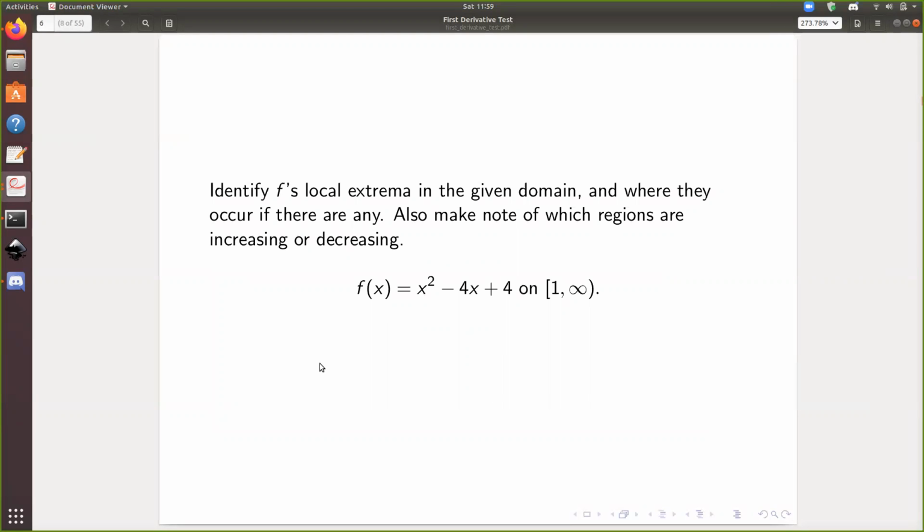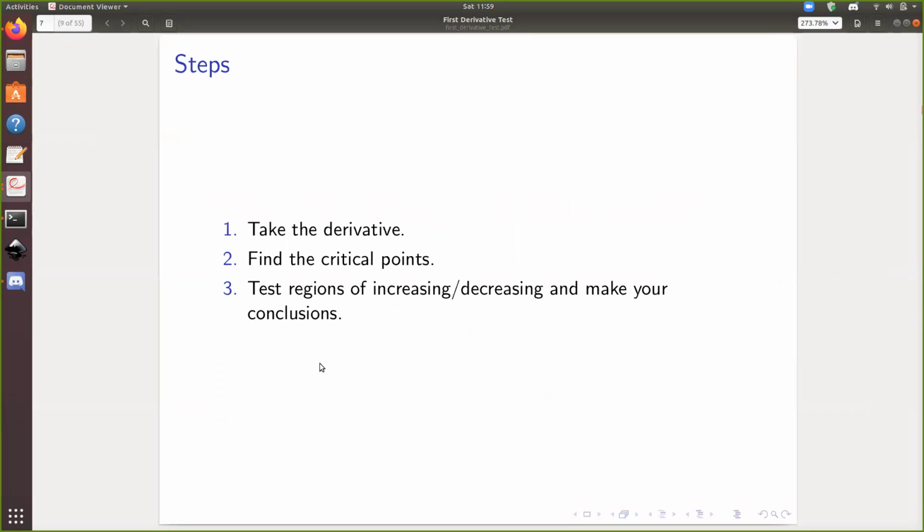So let's do a real example. Same question, only this time we have the polynomial x squared minus 4x plus 4, something that looks kind of parabola-ish. And we're only going to worry about this function on the interval from 1 to infinity. Here we go. We take the derivative, we find the critical points, and then we test our regions of increasing and decreasing, and we make conclusions.